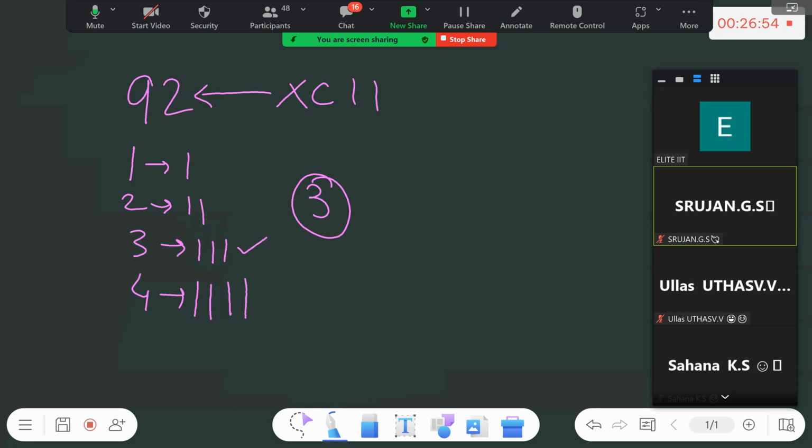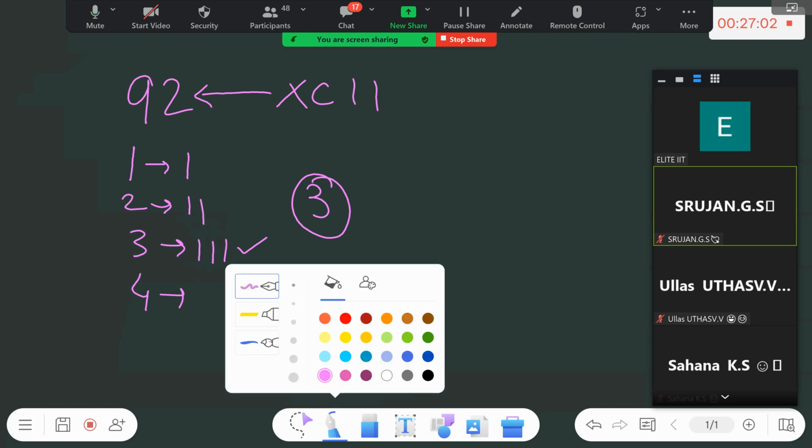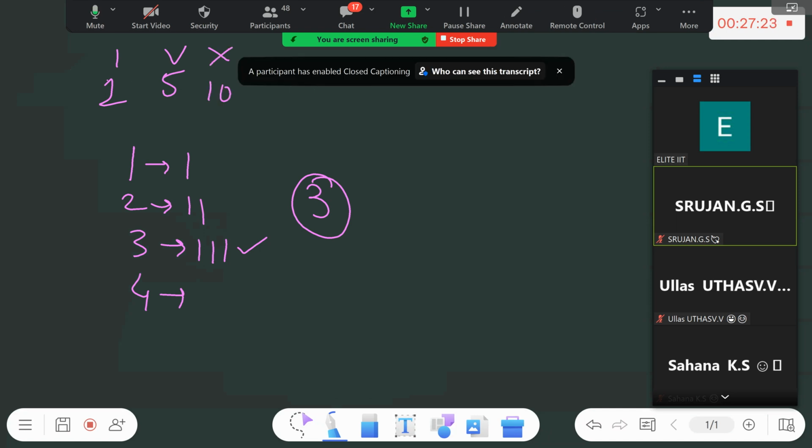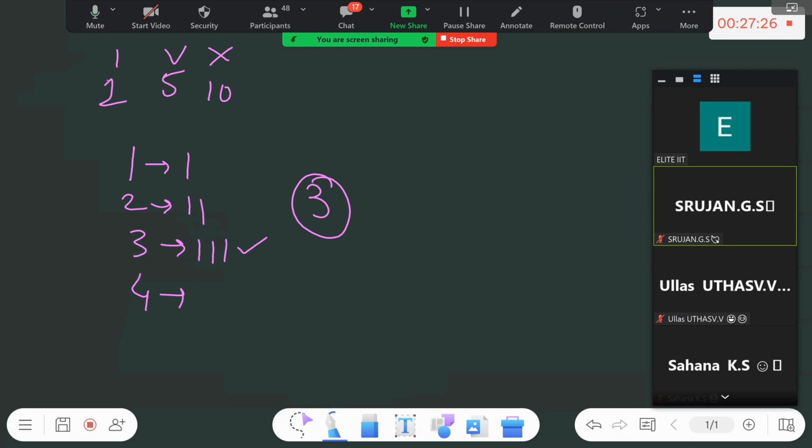After repeating it 3 times here, this one cannot be this. So, what to do here? Here we'll now consider the next nearest Roman numeral. So, what is actually the next nearest Roman numeral? 5. Remember? I for 1, V for 5, X for 10. So the next nearest Roman numeral is 5. So we'll be expressing 4 with the help of V.